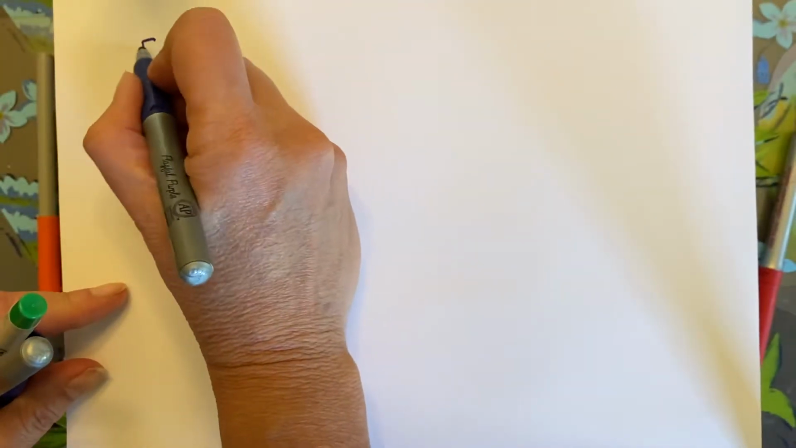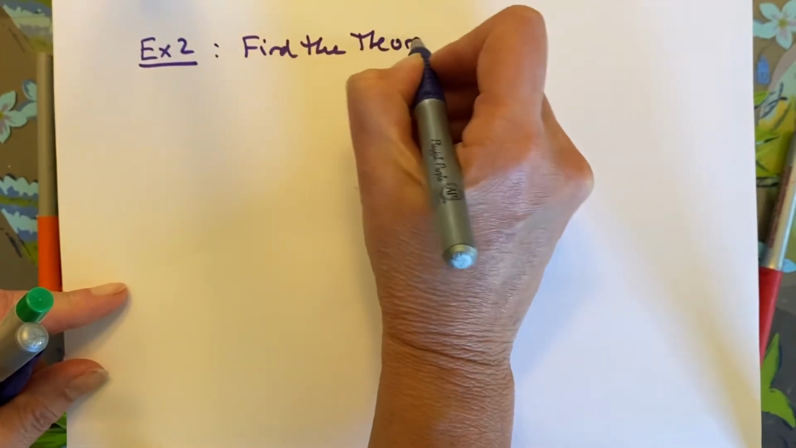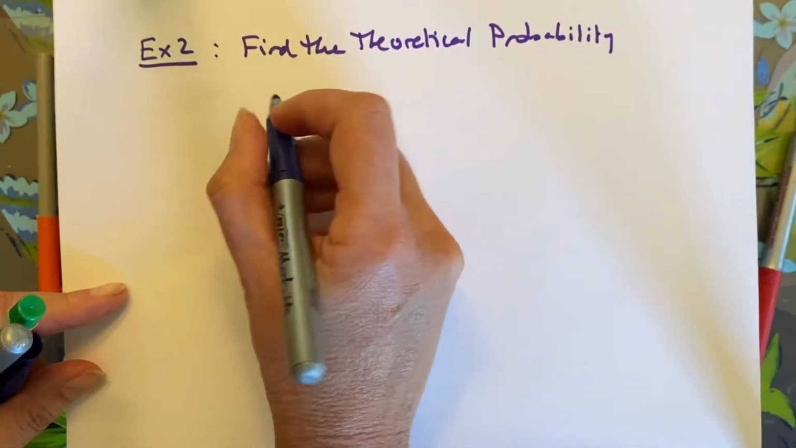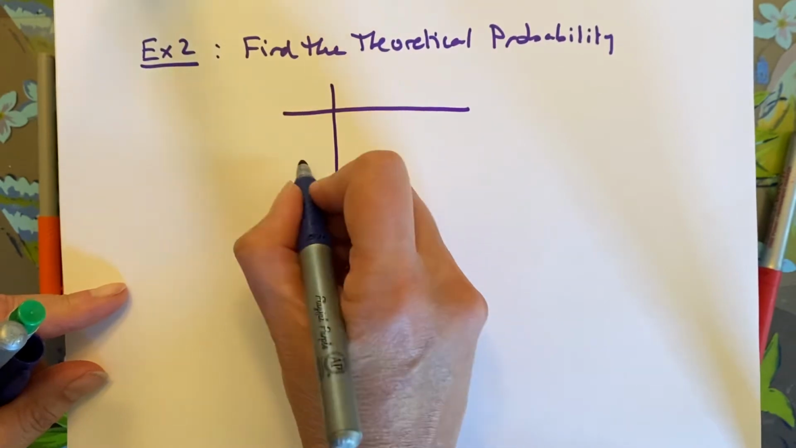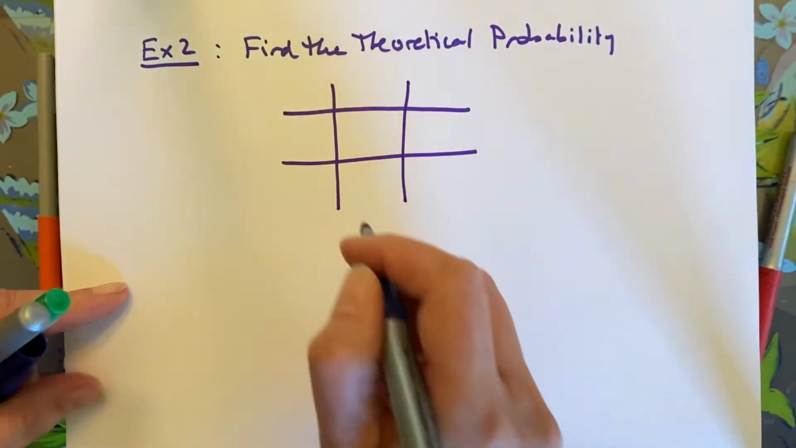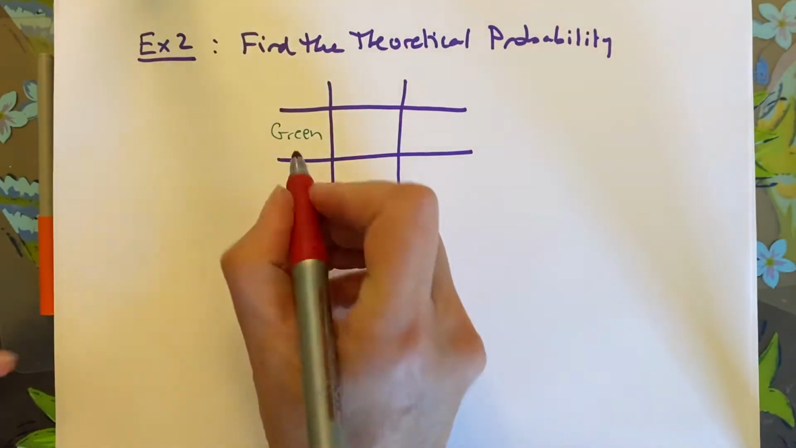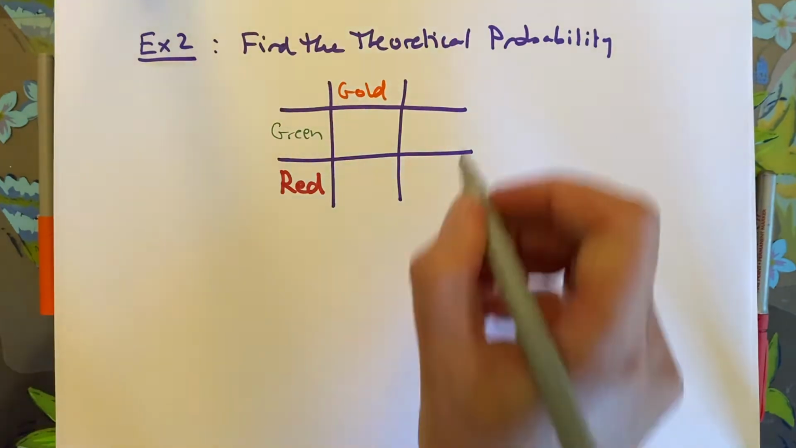We're going to look at example 2 and find the theoretical probability. To do that, we're going to look at a situation where a t-shirt company has made t-shirts. These t-shirts come in either green or red, and they come with beautiful eagle decorations on the front that you can get in either gold or silver.